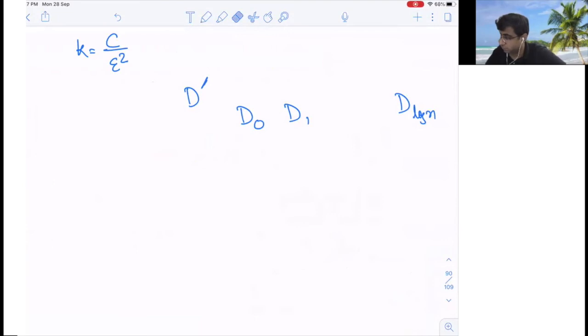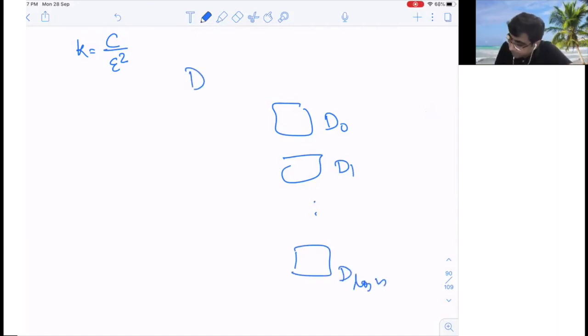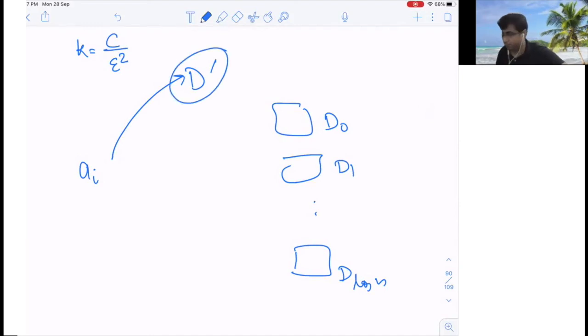Let's draw them like boxes: D0, D1, dot dot dot, D log n. And here's a D prime. I'll tell you the utility of D prime. Now an item A_i comes, and I will feed it first to D prime. Just in case the number of distinct elements is upper bounded by K, I will use this D prime to tell me the answer.